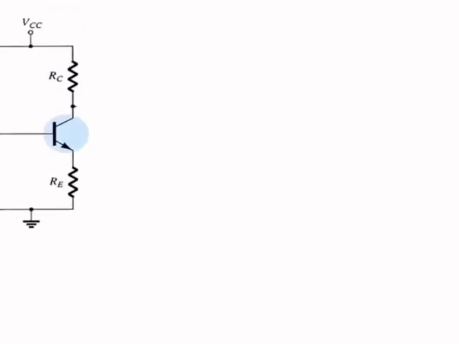Now come to the voltage divider bias circuit. In this biasing circuit, voltage VCC is divided across two resistors. You can see in this figure, R1 and R2, two resistors are used, across which VCC is divided. That's why it is known as the voltage divider bias circuit. Another name for this bias circuit is self-bias circuit.